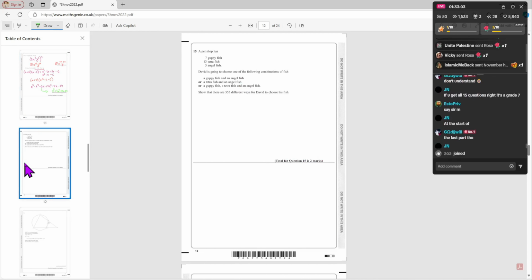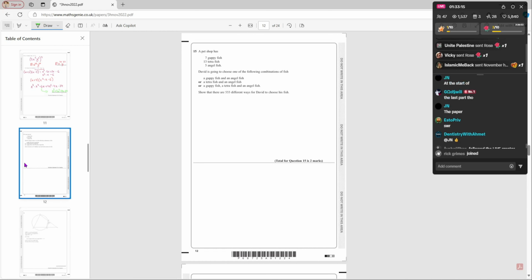A pet shop has 7 guppy, I don't know how to say that, something fish, 13 tetra fish, and 5 angel fish. David is going to choose one of the following combinations of fish: a guppy fish and an angel fish, or a tetra fish and an angel fish, or a guppy fish, a tetra fish, and an angel fish. Show that there is 555 different ways for David to choose his fish.